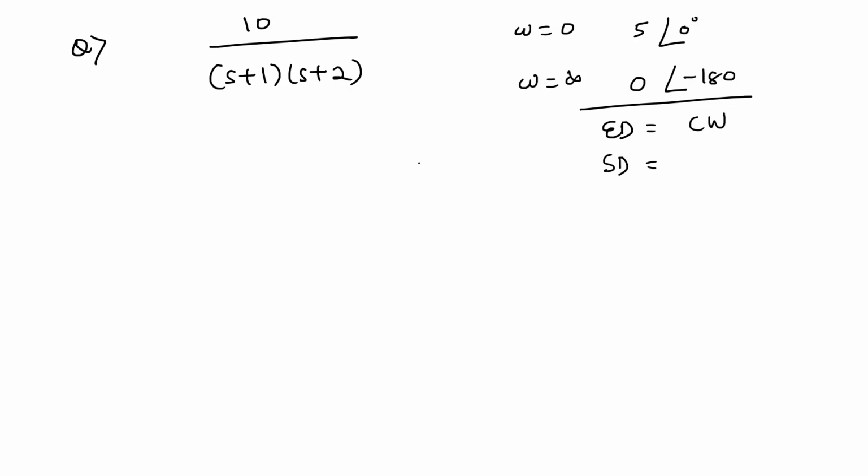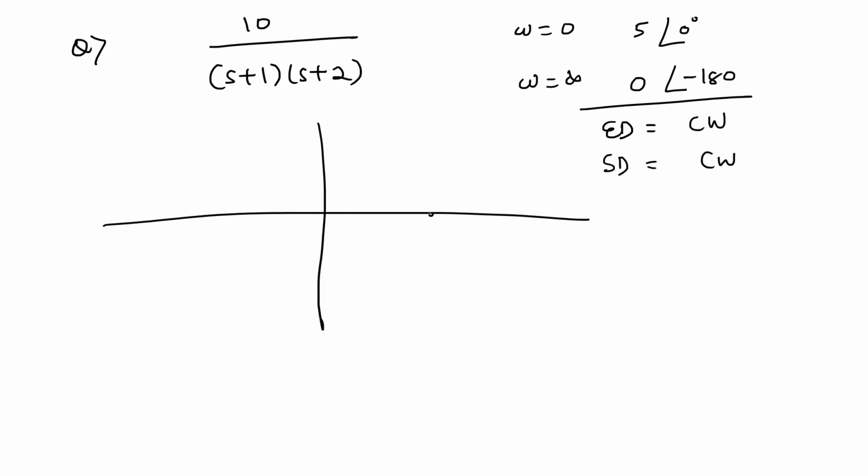Starting direction, poles are there. Clockwise. Yes, sir. Do the polar plot. You have to start at 5 at an angle of 0 degrees. You have to move in the clockwise direction, making an angle of minus 180, and reach 0. So clockwise I'm moving, making an angle of minus 180, I'm reaching 0.